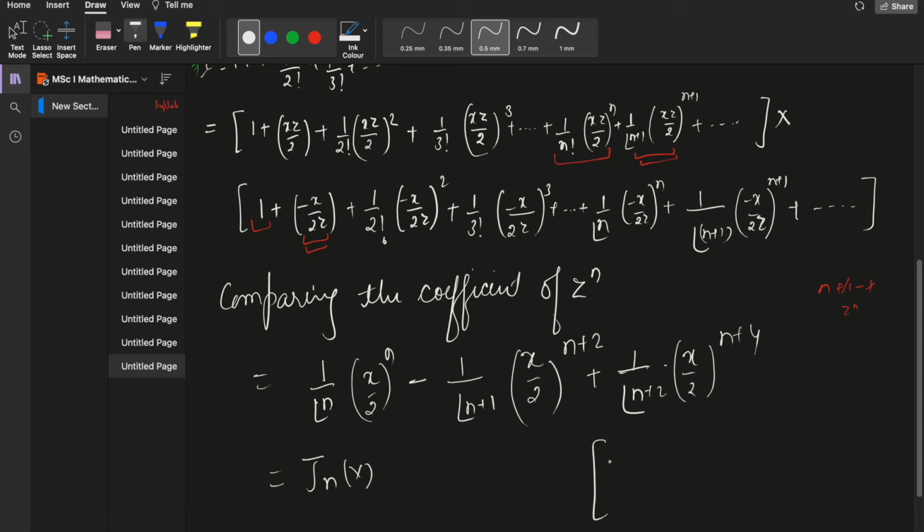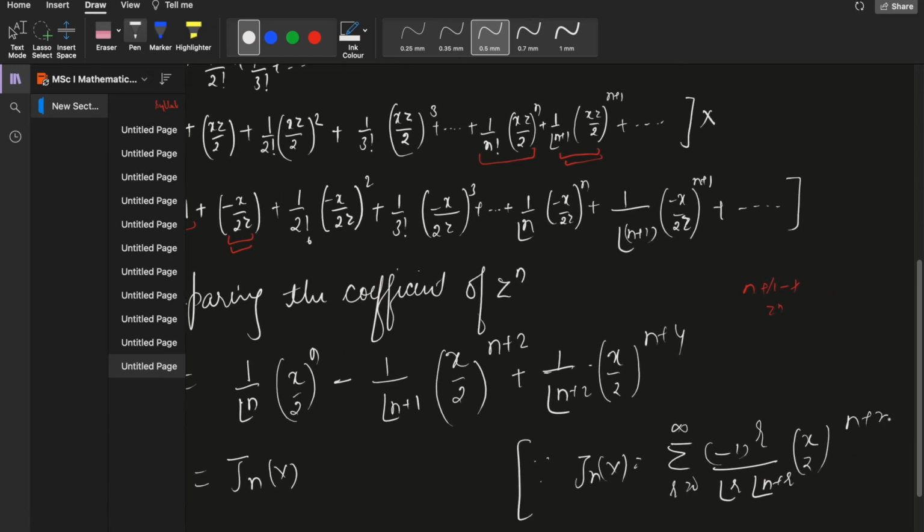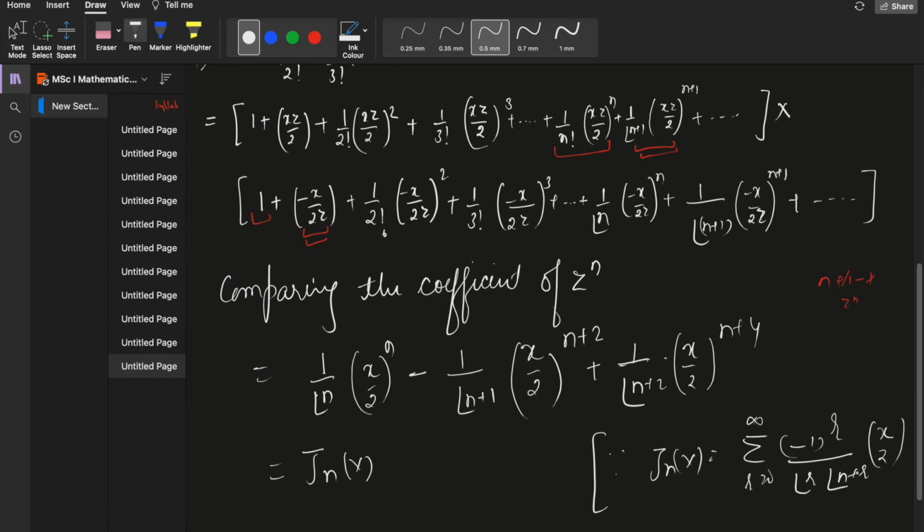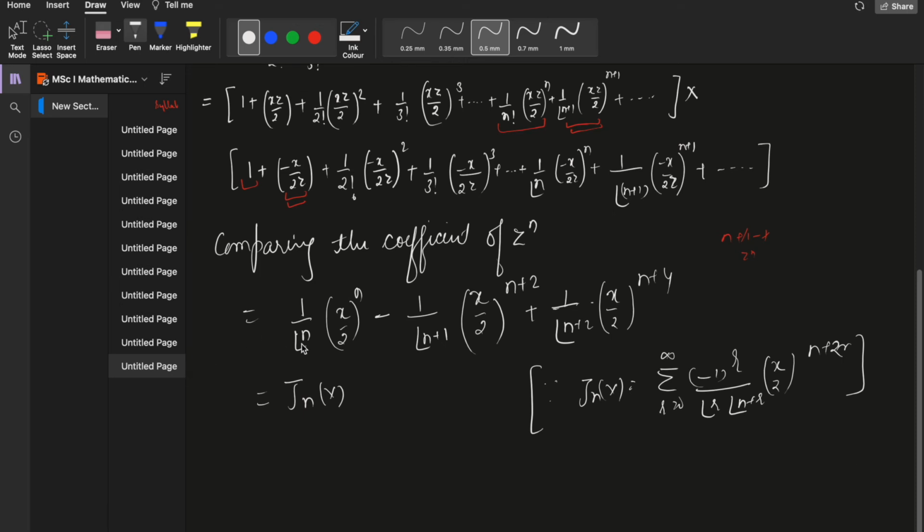If you remember, our Jn(x) was the summation r tends to 0 to infinity, minus 1 to the power r upon factorial r, factorial n plus r, x upon 2 to the power n plus 2r. Alright. So we can say that on comparing the coefficient of z to the power n on both sides, we will get the Bessel function Jn(x). So we can say that this is our generating function for the Bessel function.